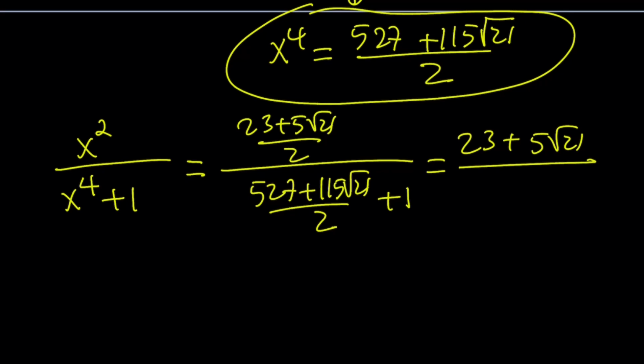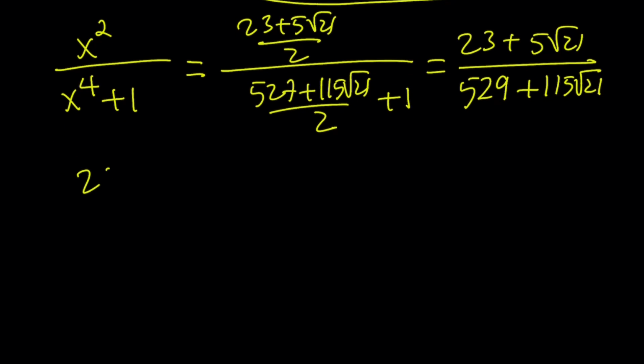And the bottom one is going to give me, after making a common denominator, multiply 2 by 1, add 2 to 527. You're going to get 529. Plus the radical is going to stay the same. Okay, so that is the expression I'm looking for. And it's numerical, right? But we can make it better. It is definitely numerical, but it's kind of too radical. So here's what we're going to do.